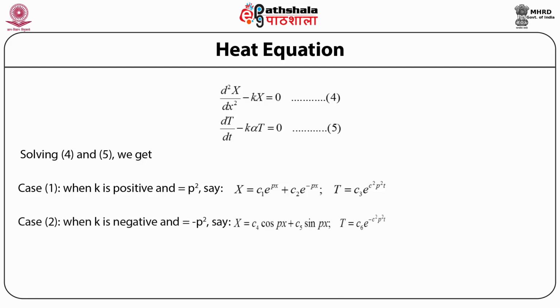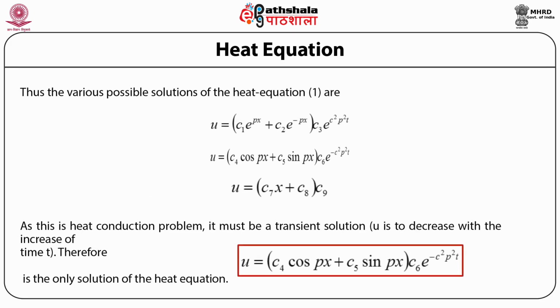When it is negative, minus p squared, it is going to be different as shown here, and when k is equal to 0, then we have a different equation. We are going to see the solution of the heat equation for the various conditions of constant k or p squared given in the previous slides. We can have different solutions, and it is going to depend on the boundary conditions.